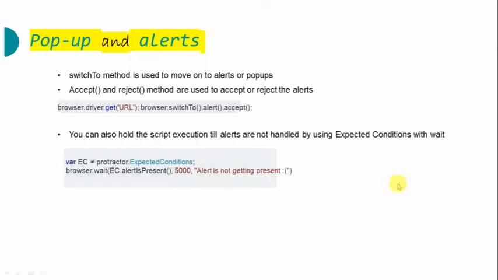Now the question is how you can handle pop-ups and alerts. There is a method called switchTo which is used to move on to alerts or pop-ups. You can use sub-methods of switchTo like accept and dismiss to accept or dismiss the alerts. You can also hold the script execution until alerts are handled by using expected condition with wait. This is the code snippet that you can use to wait until the alert is present.